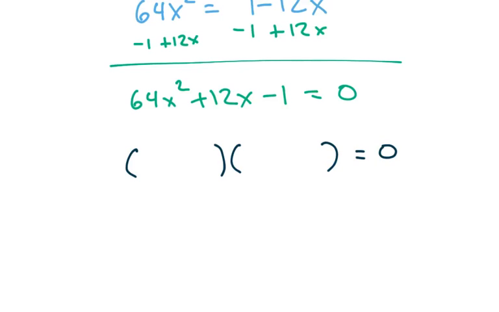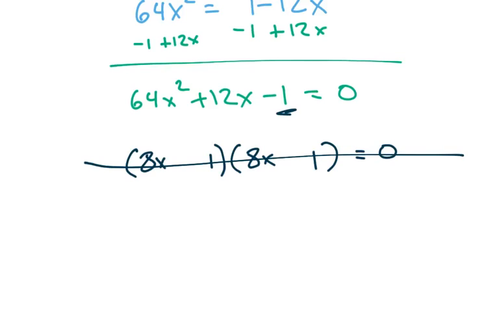Okay, I know the back side is 1 and 1 because only 1 times 1 is 1. The front side, my instinct is to say 8x and 8x, but I know that is not going to work because they're the same, and so it's either 0 or 16. So it's not going to be 8x, 8x. We've got to figure out what times what is 64, and when you add and subtract, you get 12.